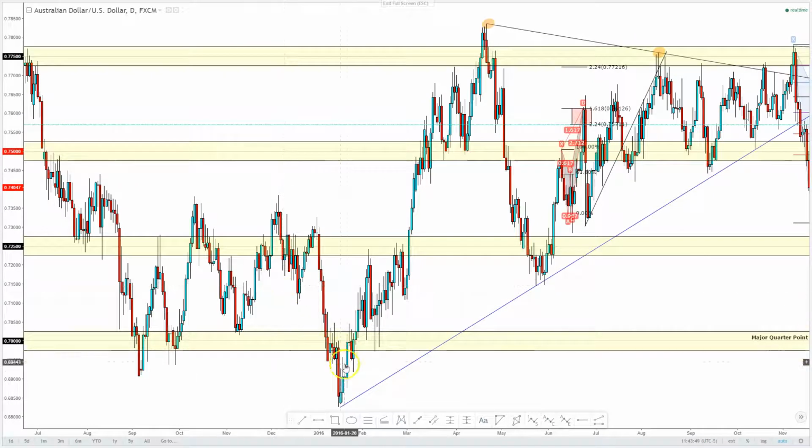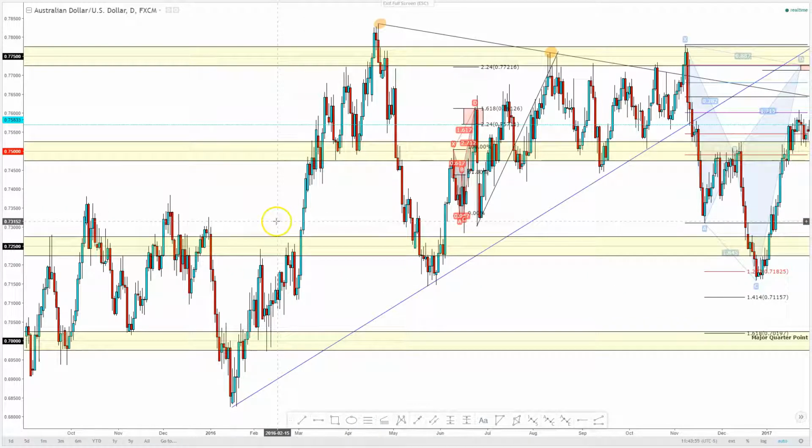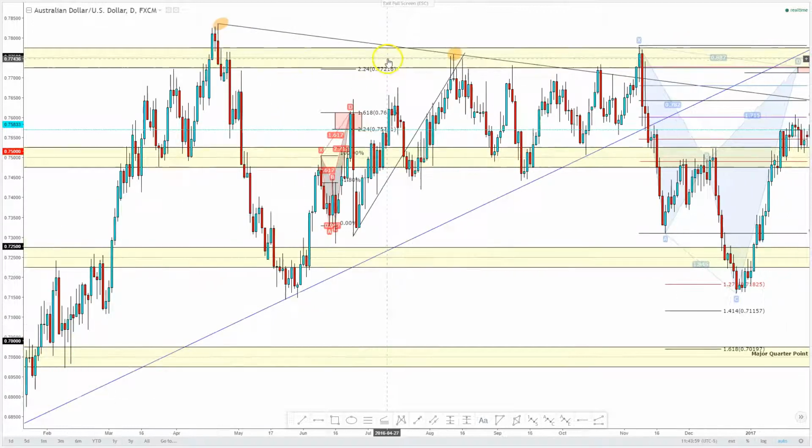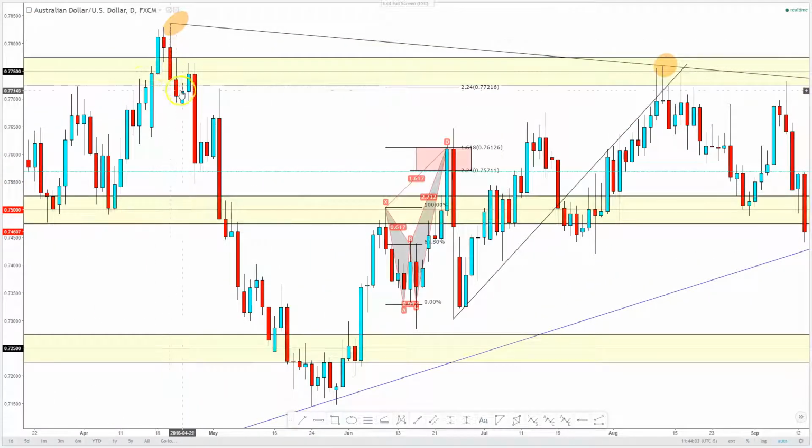Like right here, when I broke back above, wait for the retest entries. Right here, it dropped off, came back up, looks like a re-entry right there, or retest, I mean. See how it dropped off, broke below the quarter point zone, came back up for the retest. There's the entries. That's where you can look for possible entries.